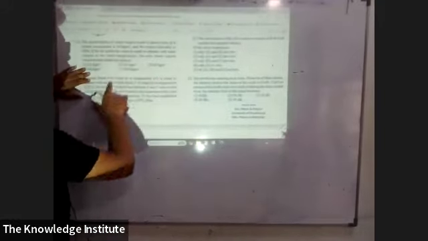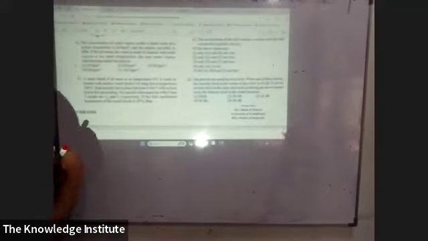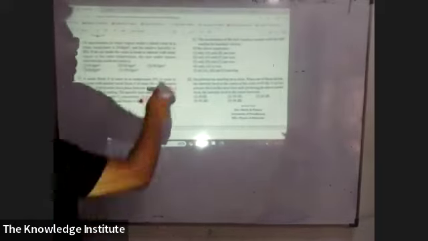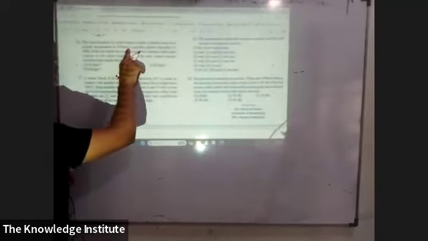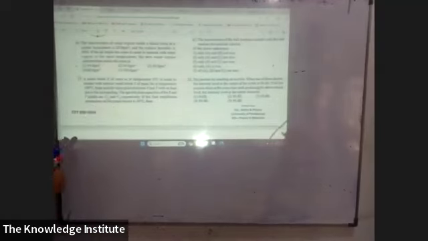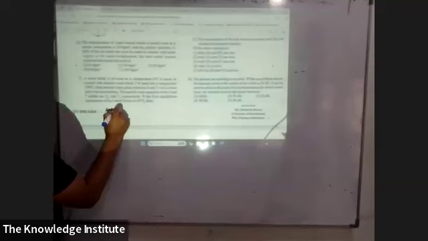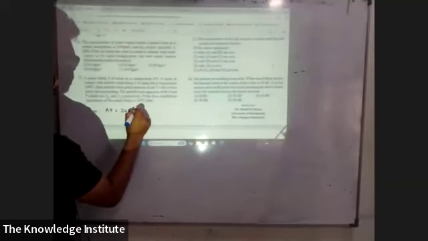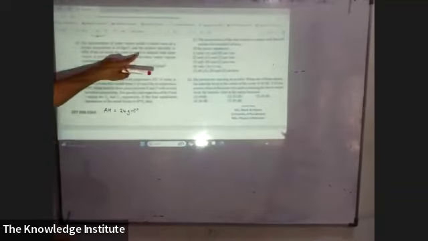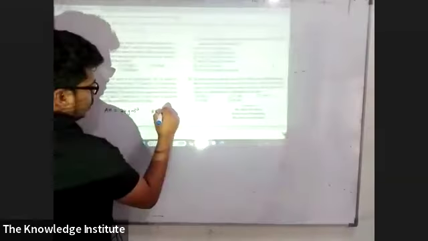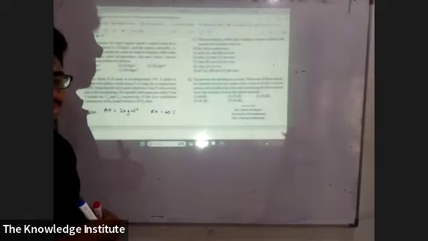Question number 16. The concentration of water vapor inside a closed room at a certain temperature is 24 gram per meter cube. Concentration is mass over volume, so density. That means it's absolute humidity, AH is 24 gram per meter cube. And the relative humidity is 60%, RH equals 60%. If the air inside the room is made to saturate with water vapor at the same temperature, the new water vapor concentration inside the room is.